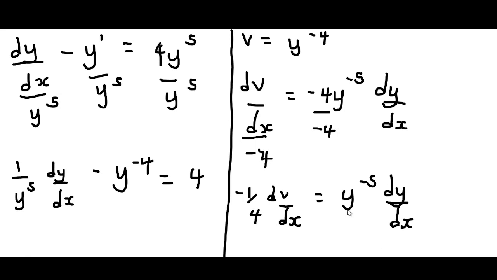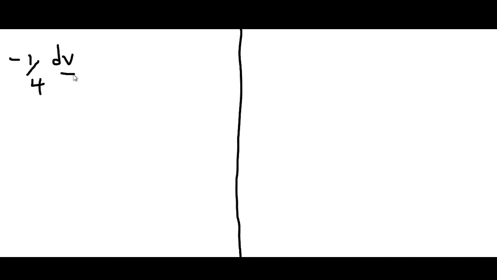As you can see, y to the power negative 5 dy over dx is the same as here in our initial equation. So we're just going to replace it. We're going to say negative 1 over 4 dv over dx minus v equals 4.